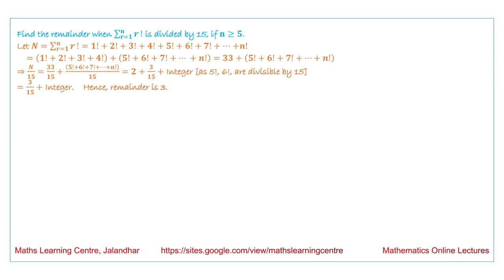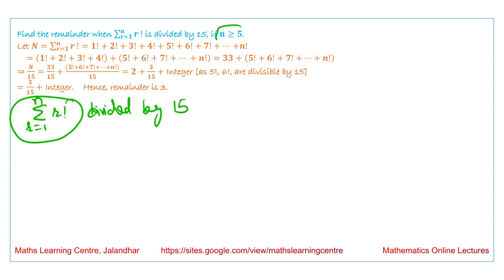Next is: find the remainder when the sum of r factorial, r equal to 1 to n, is divided by 15, and it is given that n is greater than or equal to 5. So it is the summation of these terms. If we write these values, it is basically 1 factorial plus 2 factorial plus 3 factorial, and so on up to n factorial, with n greater than or equal to 5.